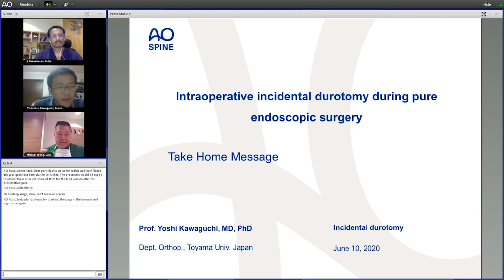I agree with Michael. So lumbar drainage is very effective, especially when we see CSF discharge from the cervical and thoracic spine. Sometimes, in cases with OPLL, we always use lumbar drainage.